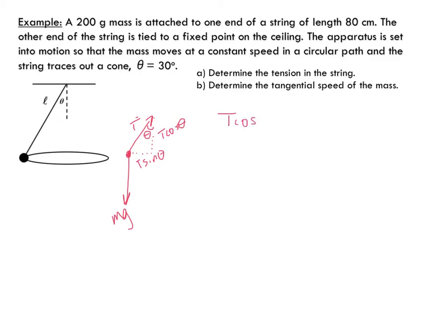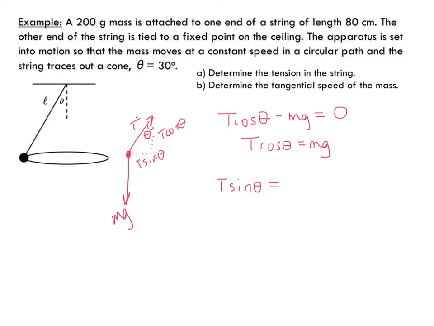Again, writing the sum of the forces in both directions, I have T cosine theta minus mg is equal to 0. Again, it is not accelerating in that direction. So we know that T cosine theta is equal to mg. And T sine theta is going to be positive because it's going towards the inside of my circle. So that would be true at any point in this path.